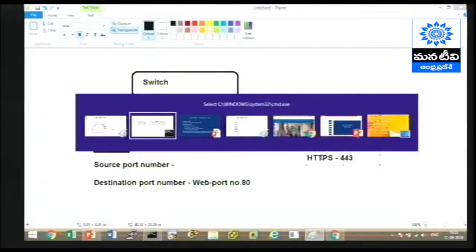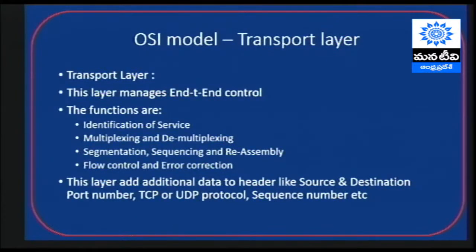So, that is one of the functions of the transport layer. You can see the identification of service is based on port numbers, and then we have other functions like multiplexing and demultiplexing, which I will be discussing, and then we have segmentation, sequencing and reassembly, and then flow control and error correction. So many functions are performed at this transport layer, and that is one of the reasons why it is called the heart of the OSI layer.